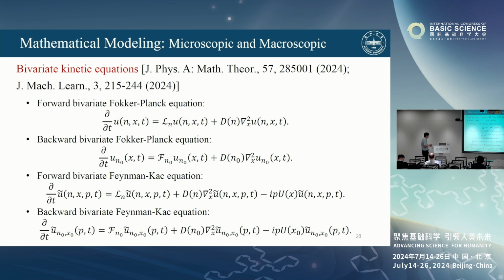So the first part is we build the so-called microscopic models. The micro models are various kinds of stochastic processes. Then we consider some statistical observables of interest. Then we derive a lot of PDEs governing the probability density function of the statistical observables. We derive a lot of equations. Further, we need to numerically solve or analyze these equations.